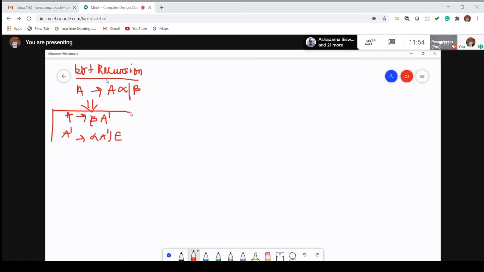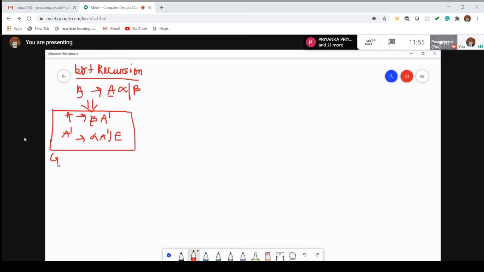If there exists a production of the form A to A alpha or beta, it can be decomposed into A to beta A dash and A dash to alpha A dash or epsilon. One thing you have to remember: these two values must be the same. Here it is A, here it is A. The left hand side non-terminal symbol should be the same as the first element of the right hand side. Then you can represent that as A to beta A dash and A dash to alpha A dash or epsilon. Now let us consider a small example, so you can easily see where left recursion exists and how we can remove it.